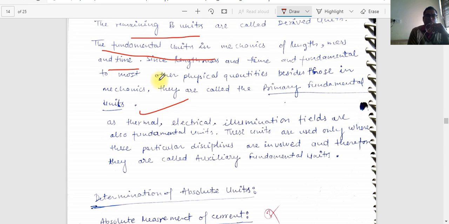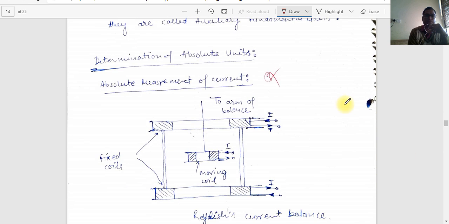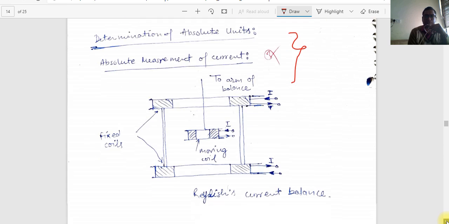Others, like thermal, electrical, and illumination, are fundamental also. These units are used only where the particular discipline is involved, and therefore they are called the auxiliary fundamental units. Determination of absolute unit by the measurement of current: this is Rayleigh's current balance.